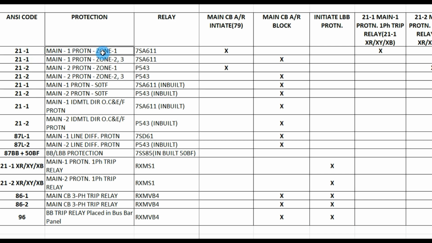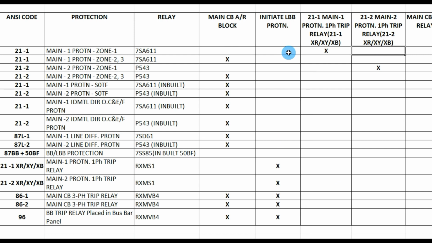It is Main 1 protection Zone 1, the relay 7SS611, and this relay has to give AR initiation. So it is clear, when we have a Zone 1 trip, first it has to initiate AR, and at the same time it has to give a single phase trip. You can see here 21-1 Main 1 protection single phase trip relay. It may be R phase or Y phase or B phase, depending upon the phase fault. It has to give individual phases separately.